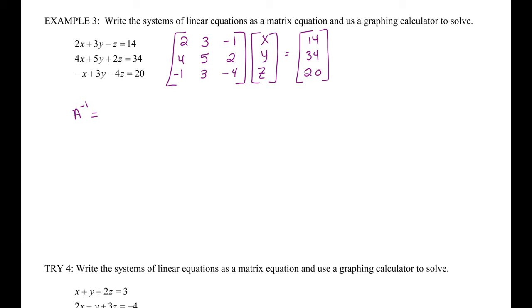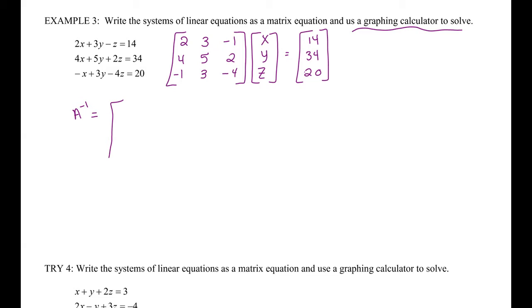So the first thing we would need to do would be to find the inverse of matrix A, and because this is a 3 by 3 system and the instructions tell us that we can use a graphing calculator, you're going to want to follow your instructions on how to use your graphing calculator to solve matrices sheets to find the inverse of matrix A.